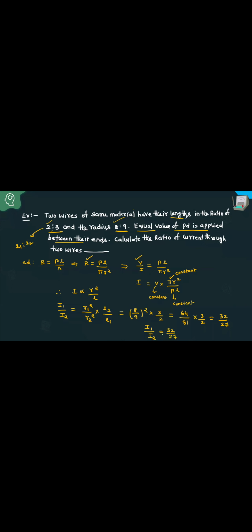If 32 by 27 is not given, they will give 27 by 32. Sometimes they give I1 by I2, but they don't give both options. Either I1 by I2 or I2 by I1 they will give. Then the current ratio is equal to 32 by 27.